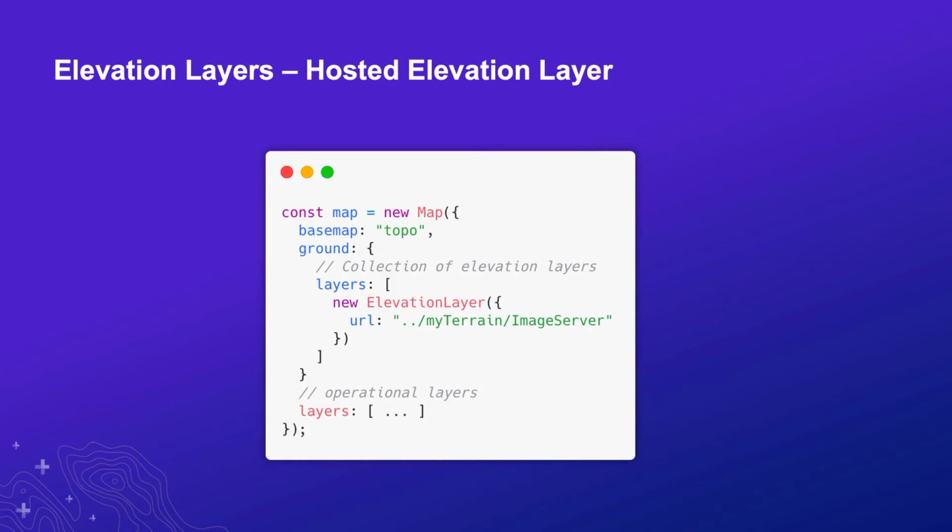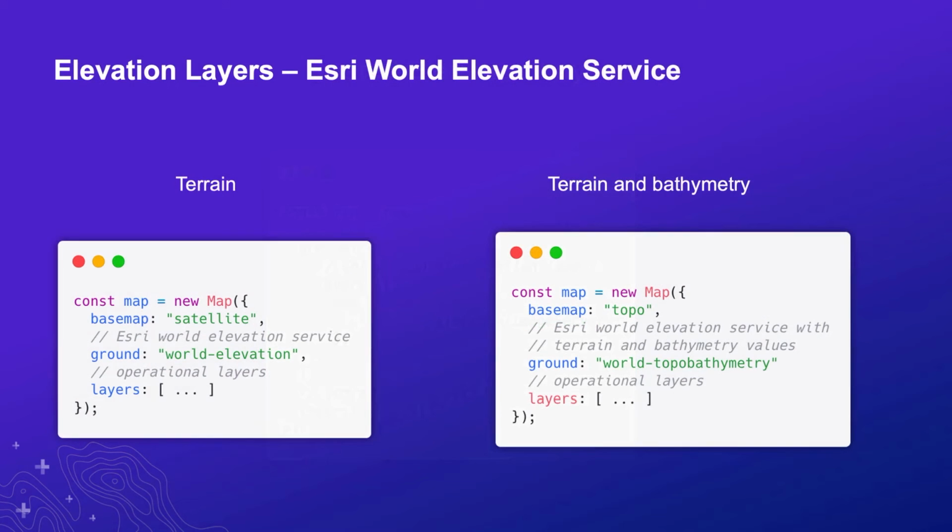In case, though, you don't have your own elevation data, then Esri provides several world elevation services. One of them would be the terrain. So this is elevation data for all the regions that are land on the globe. And then if you need both land and ocean, then there is the World Topobathymetry service that is made available to you. And these two snippets would show you how to add it to your application.